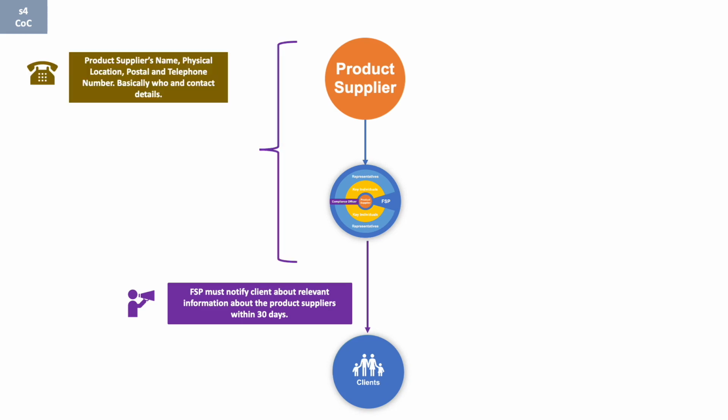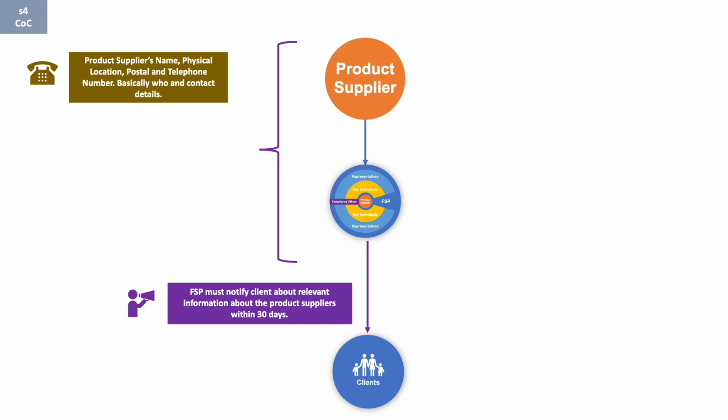So we need to make sure our clients know who the product supplier is and their contact details. Therefore, we must provide the client with 1. The product supplier's name, 2. The product supplier's physical address, 3. The product supplier's postal address, and 4. The product supplier's telephone number. This may seem basic, but it is important that it's done, so the client has all the information he or she needs to know, and providing this information can easily be overlooked.